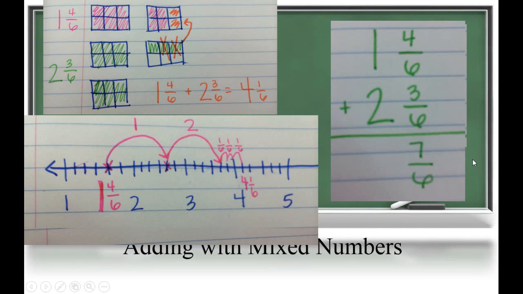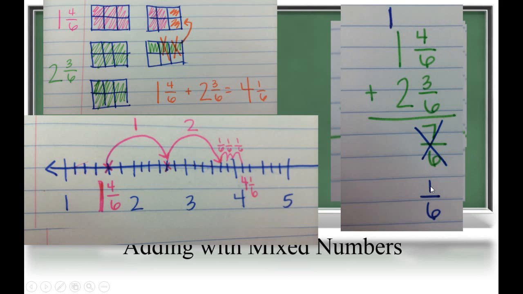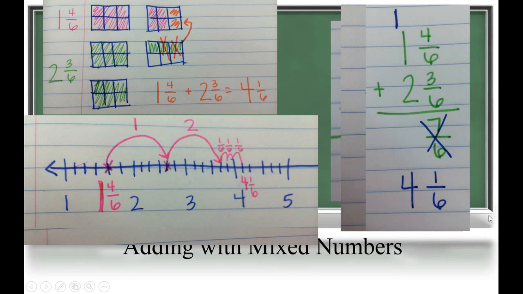Just like when they're adding and subtracting whole numbers, they're going to need to regroup. We know that 7/6 is really equal to 1 and 1/6. So we're going to record the fraction 1/6, and we're going to regroup the ones into the ones place value. 1 plus 1 is 2, plus 2 more is 4. So our total is 4 and 1/6.